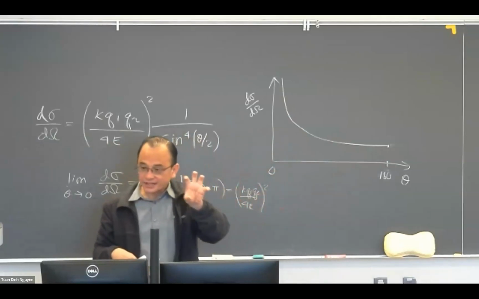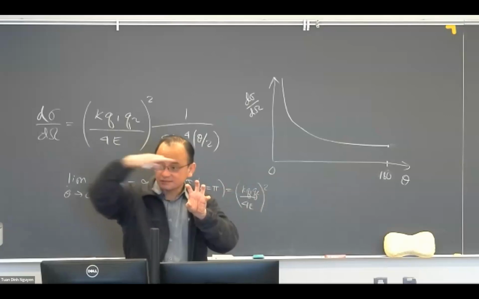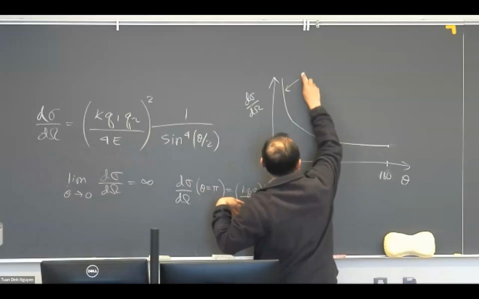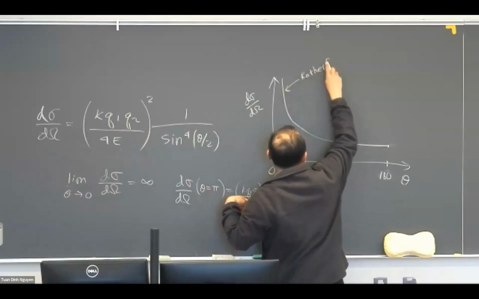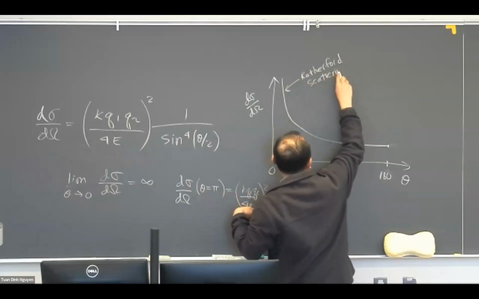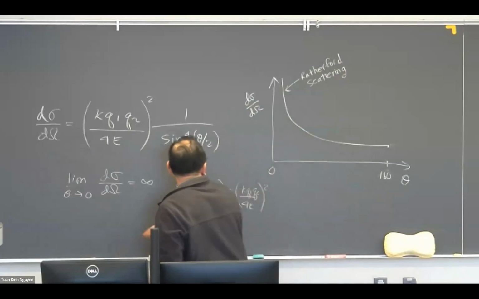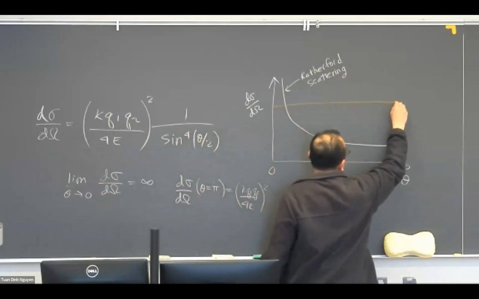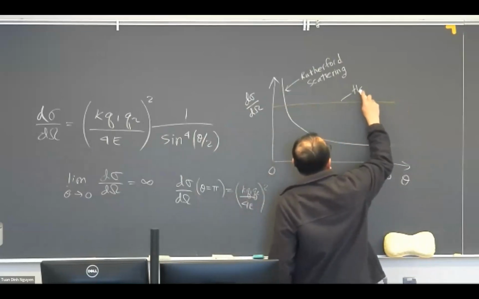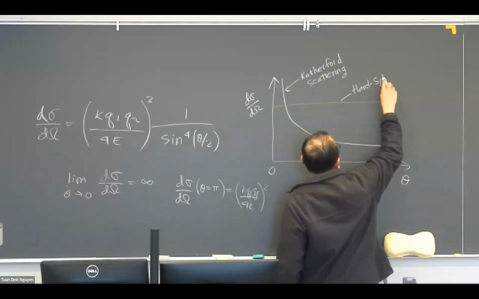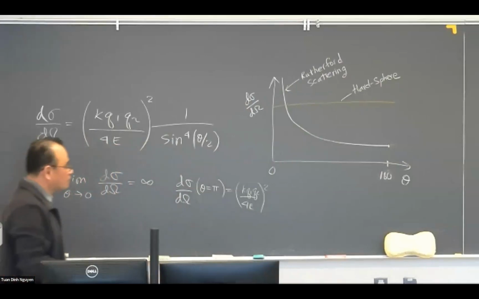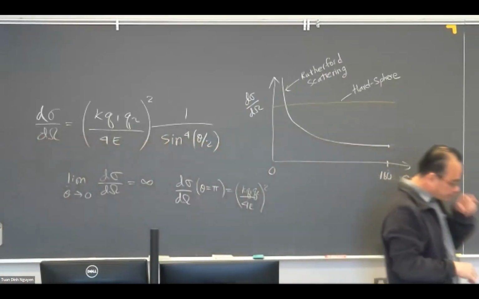Remember the hard sphere scattering case? What was that? That was just a constant, remember? Hard sphere scattering is, so this is Rutherford scattering. And if we're going to compare to hard sphere scattering, it was just a constant. So anyway, why is this important?